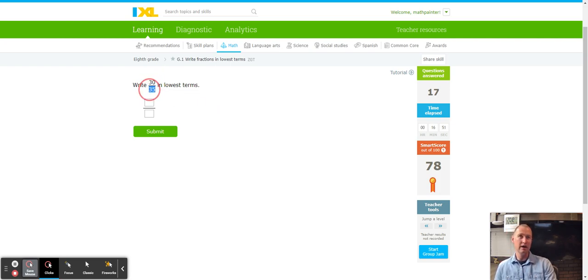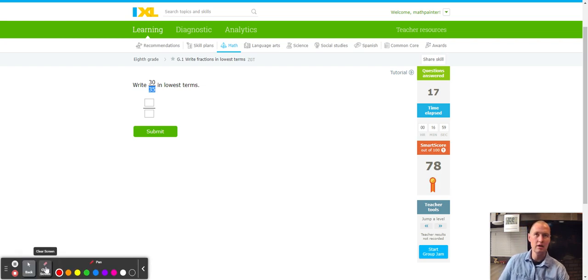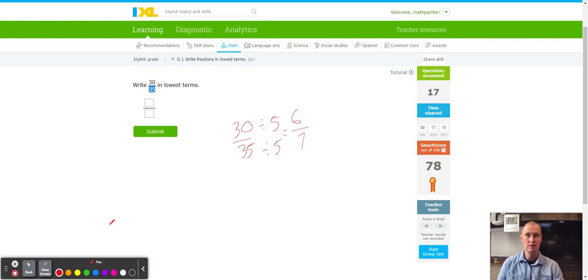Notice that 30 and 35 end with a 0 and 5, which means dividing by 5 is our greatest common factor. So now, for sure, I could get this one right. So I've got 30 over 35. Divide by 5, divide by 5. 30 divided by 5 gives us 6. And 35 divided by 5 is 7. 6 over 7 will finally complete this IXL.